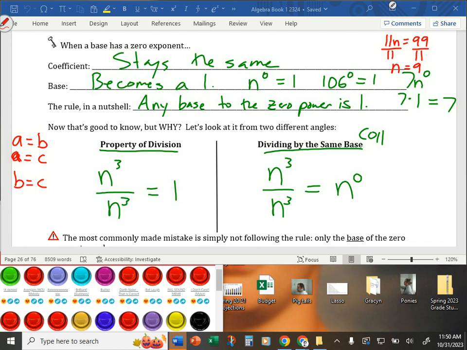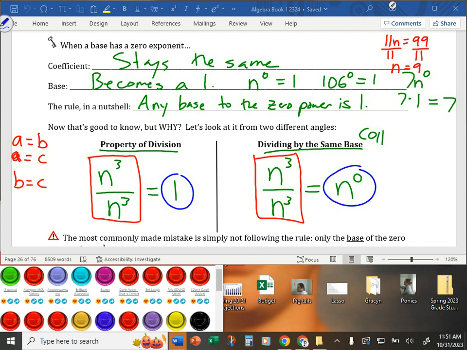That's what's going on here. If n cubed over n cubed is equal to 1, and n cubed over n cubed is also equal to n to the 0, what must be true about n to the 0 and 1? They're equal. If the same expression, n cubed over n cubed, equals two different things, those two things have to be equal. And because we're using a variable here, and a variable can be anything, that means that any base to the 0 power equals 1.